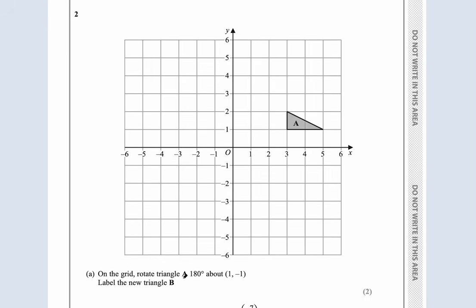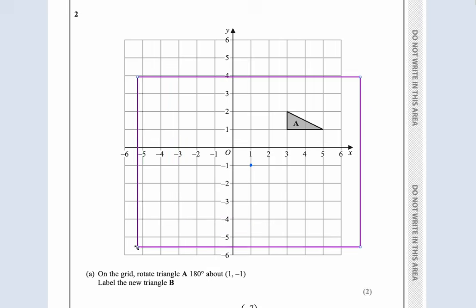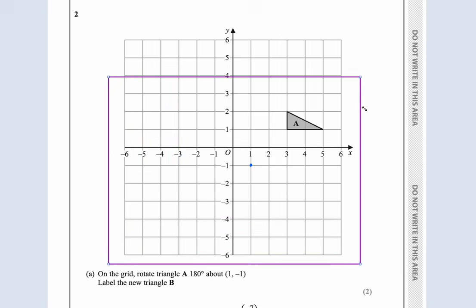On the grid, rotate triangle A 180 degrees about 1 minus 1. So this is going to be my center. Now, guys, essentially, what you want to do here is get some tracing paper. So you want to get tracing paper, big sheet of tracing paper like this. Make sure it's big enough, guys, over the full thing.